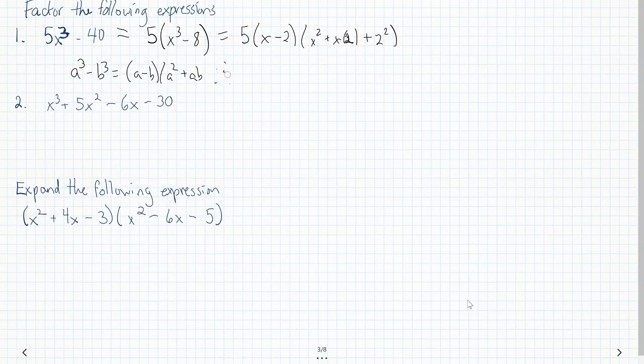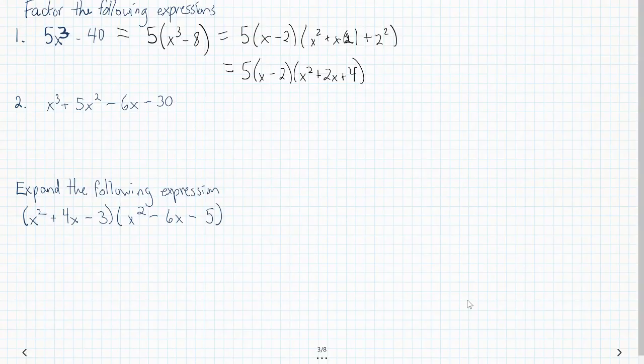And so if we were to simplify this all the way down, what actually happens? This thing becomes just 5 times x minus 2, and it goes x squared plus 2x plus 4. Okay, so hopefully that makes sense on that part.